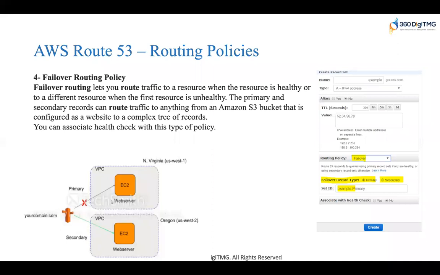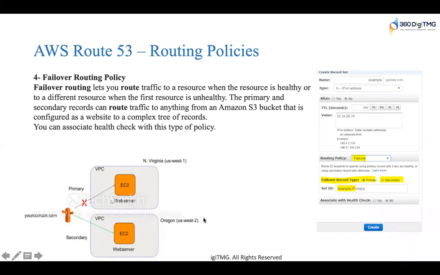So what we can do is have a secondary server and opt for the failover routing policy. And we don't want any manual intervention, so this routing policy has to automatically route the traffic to the secondary server. So let us create this failover routing policy.